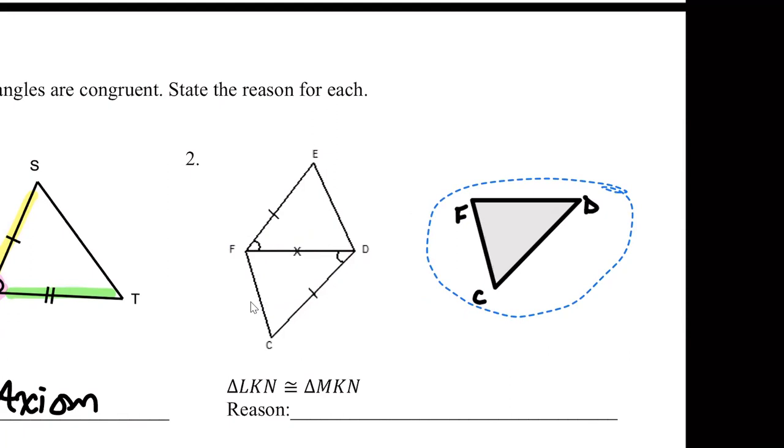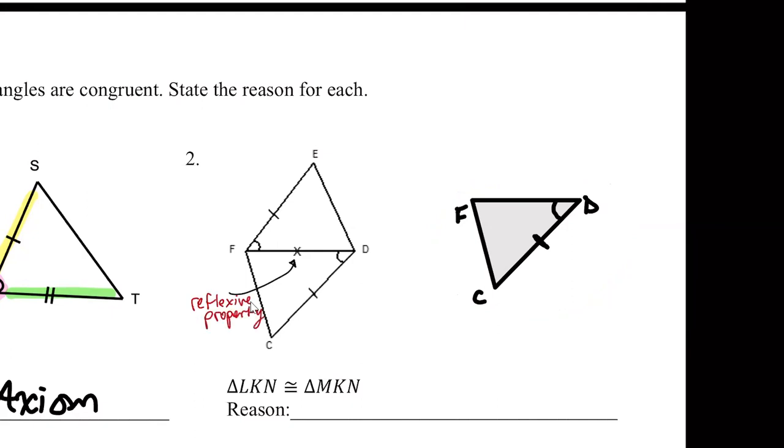But it's not going to look pretty. But what I can do is keep the markings. So I have this one with one tick mark, this one with one tick mark. That X is a way of representing the reflexive property. That's the one that says a side is congruent to itself.